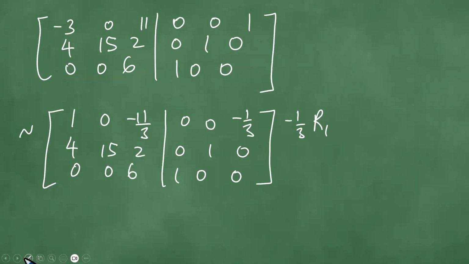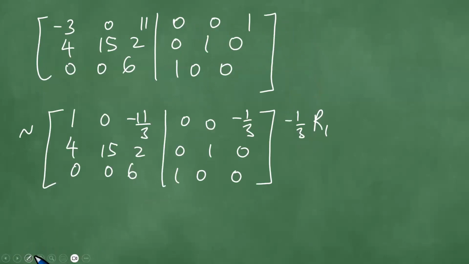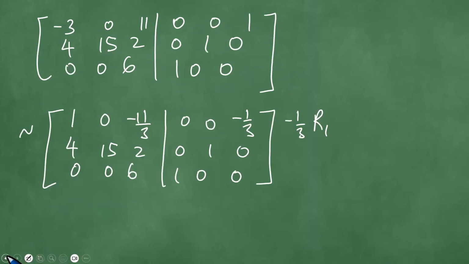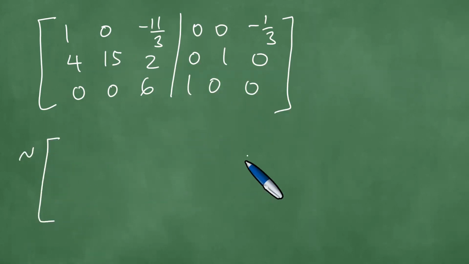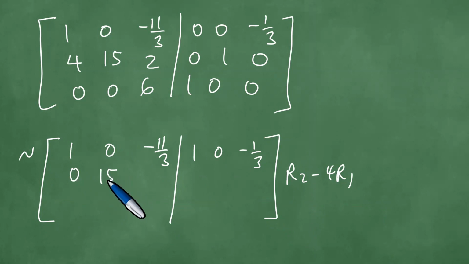And then you have 1, 0, minus 11 out of 3, 0, 0, and then you have 4, 15, 2, and then you have 0, 1, 0. Zero, zero, six. 1, 0, 0. Row 2 minus 4, row 1. One, zero, minus one over three, zero, 15.